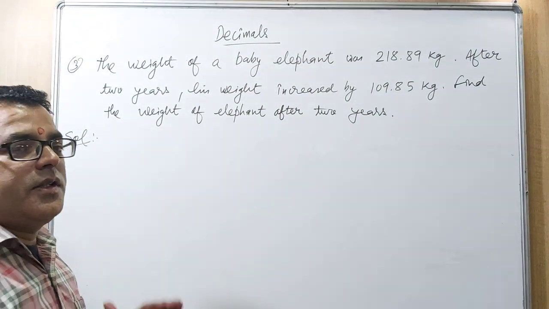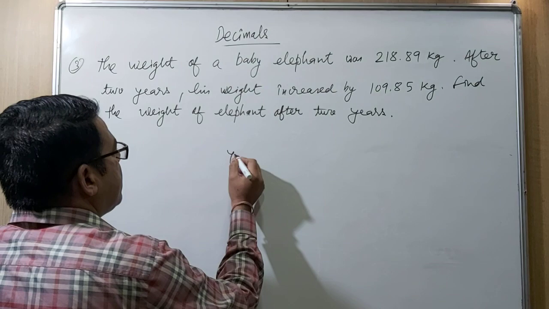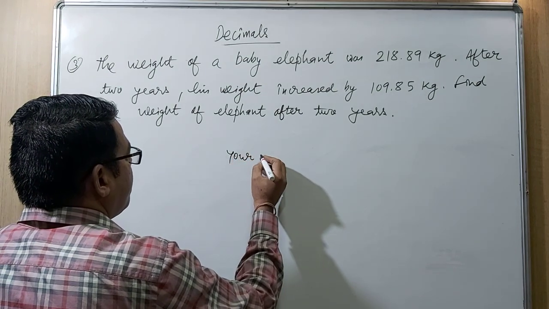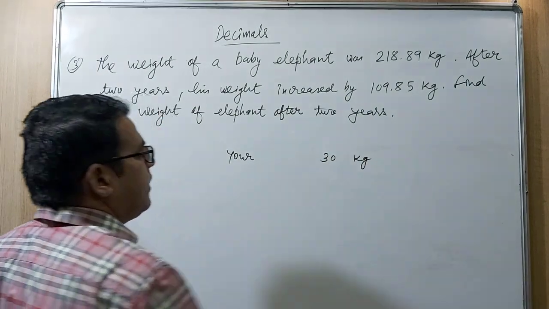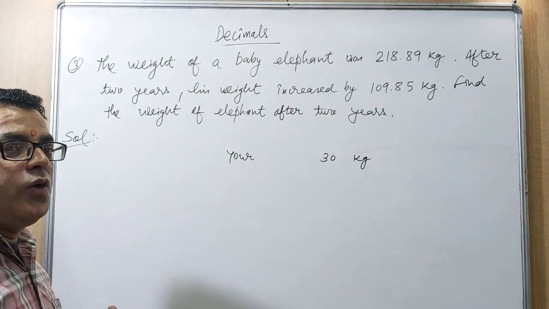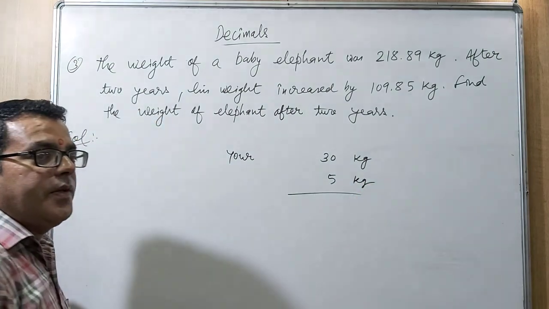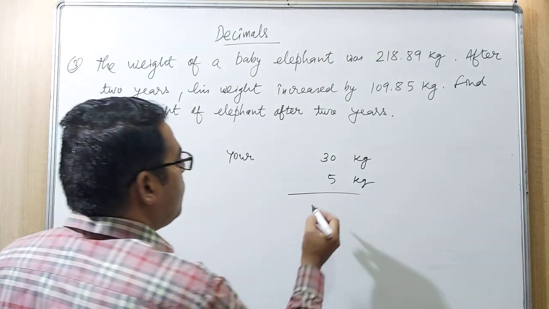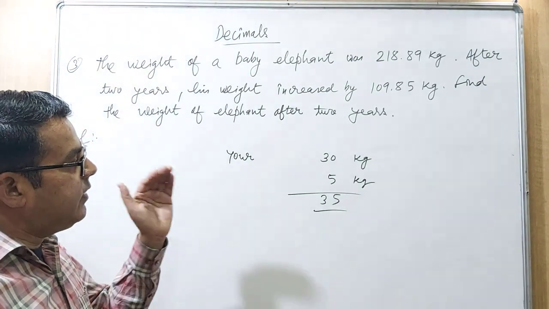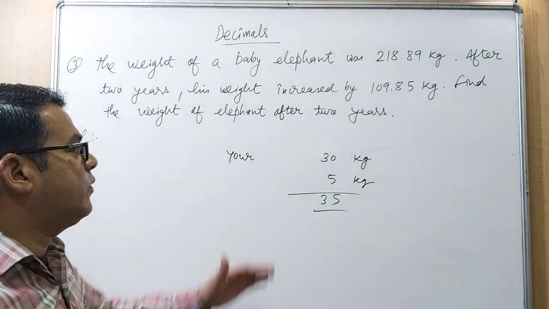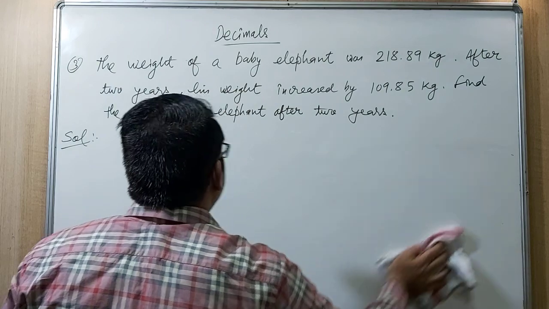How can you solve this? Just think about it. Take your time and think. Suppose your weight before 2 years was 30 kg, and within 2 years you gained 5 kg. So what is your present weight now? You can simply add. Before 2 years, I was 30 kg, and within 2 years I gained 5 kg more. So now my weight is 35. In the same manner, we can find the weight of this elephant.